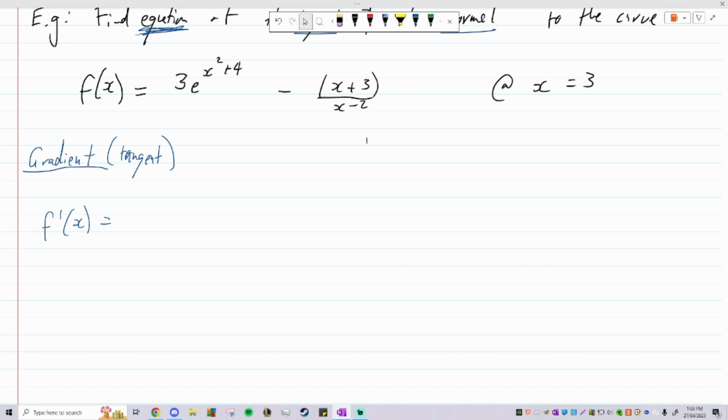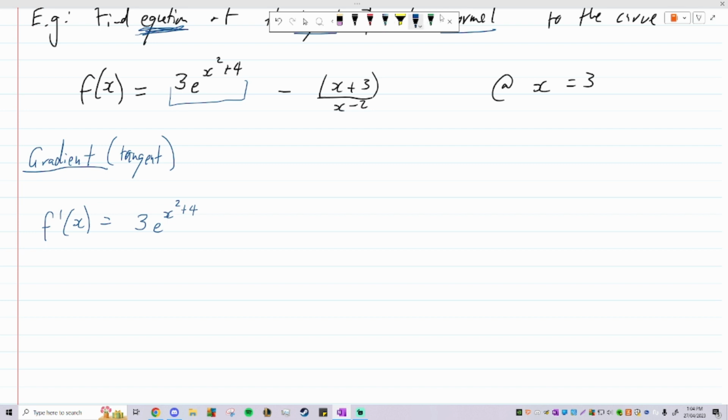So let's break it down. Let's look at the first chunk, and that's the e chunk here. The derivative of e is just e. So we still have the 3 out the front, that hasn't been touched. Then it's just e. Nothing changes yet.